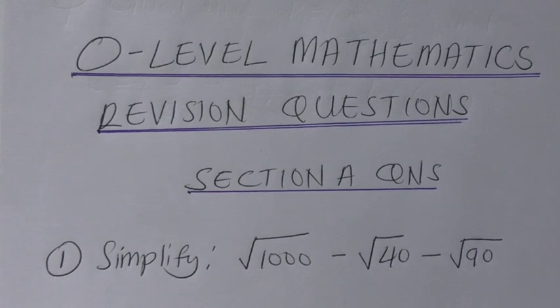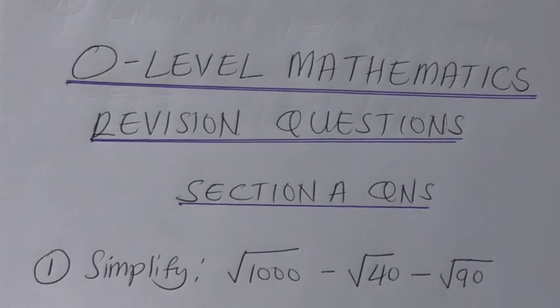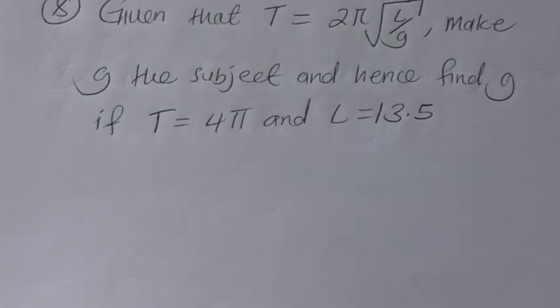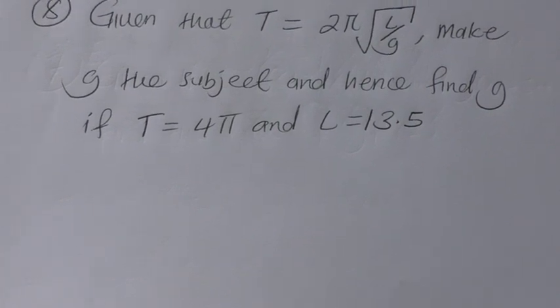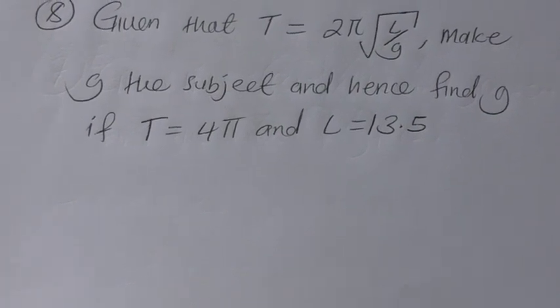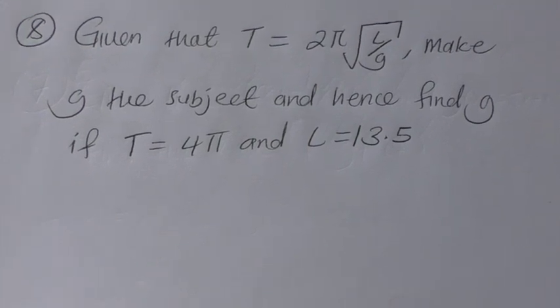Otherwise, let us look at number 8 of our first question revisions. Number 8 says, given that t equals 2 pi into the root of L over g, we are required to make g the subject and hence find g if t is 4 pi and L is 13.5.